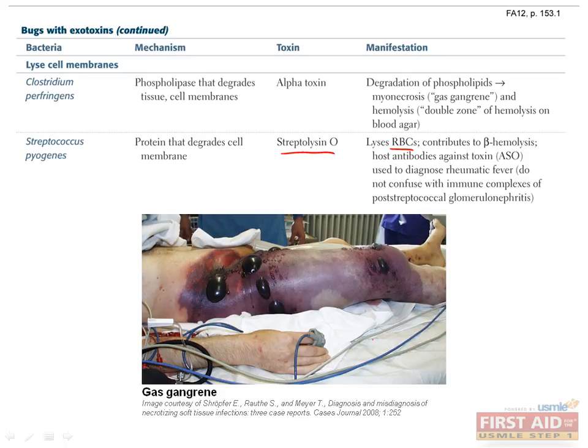Our body will make antibodies against the streptolysin O antigen, known as anti-streptolysin O antibodies. Diagnosing rheumatic fever requires identifying that there are ASO antibodies in the patient's blood.